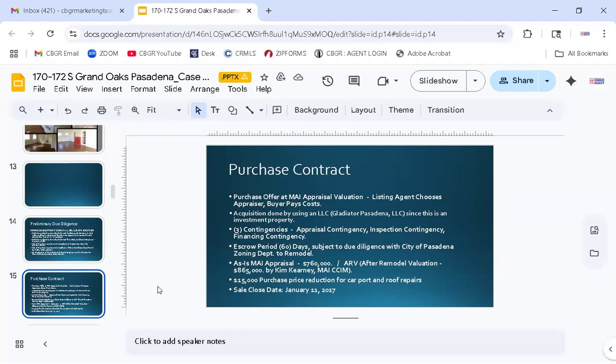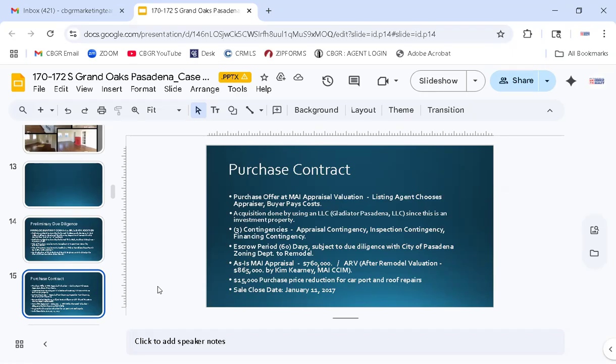The escrow period was 16 days, 3 contingencies: appraisal contingency, inspection contingency, and a financing contingency. You have to have those 3 contingencies to safeguard your client or safeguard yourself if you buy the property. That's the CCIM methodology that you need to have. You always have to protect yourself and you have to protect your clients at all times.